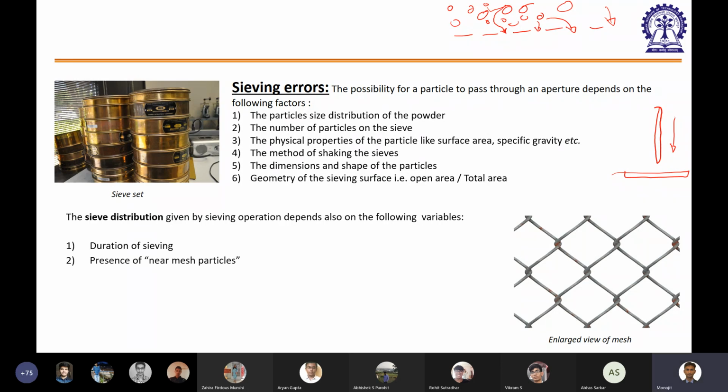Presence of near-mesh particles, this is what I was talking about. If you have a particle which is exactly like this, it will neither pass nor be retained on the screen. It will block the screen locally and be stuck to the screen. So if most of the particles in the mixture are near mesh, it will block the screen. Variation of the sieve aperture is another factor.